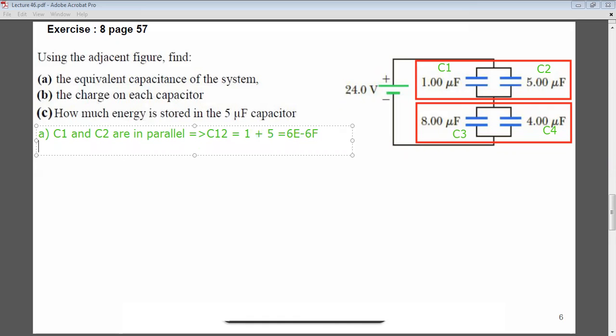And then I can see that C3 and C4 are in parallel, implies C34 is also the addition. So this will give me 8 plus 4, 12 e to the minus 6 farad. Okay, then C12 and C34, if you can see this, you can see this here.